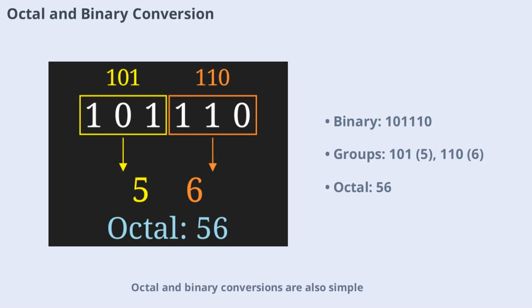Octal and binary conversions are also simple because 8 is a power of 2. Group binary digits into sets of 3, starting from the right, and convert each group to its octal equivalent. For example, binary 101110 becomes 101 (5) and 110 (6), so the octal value is 56. This method is handy for interpreting binary data in a more compact form.